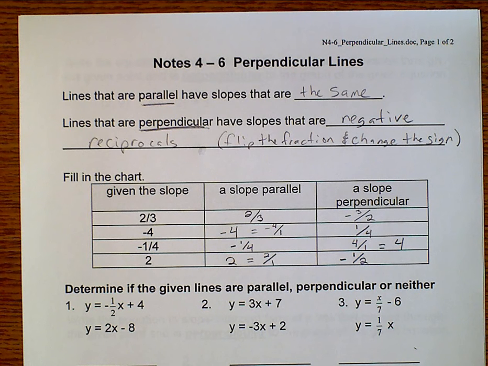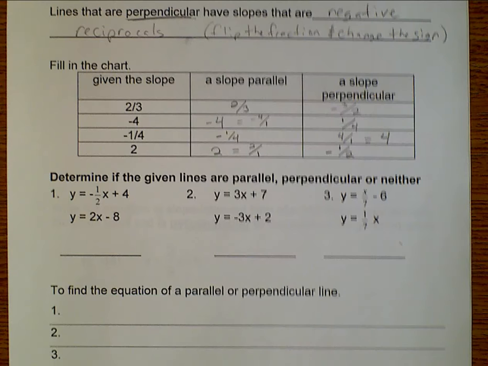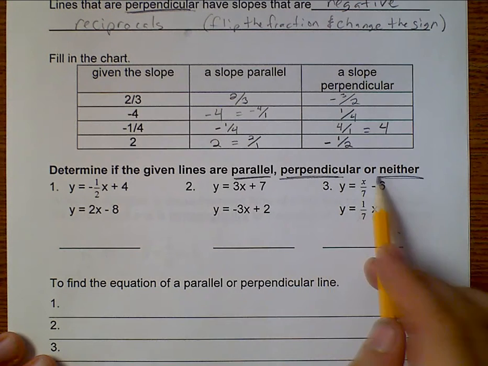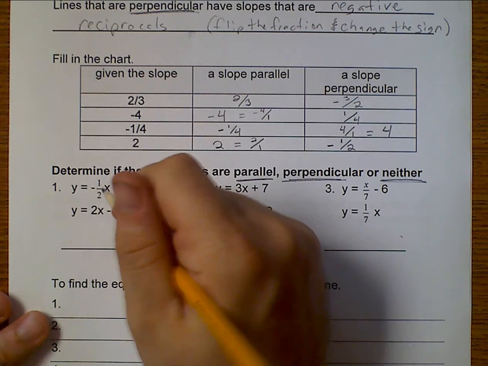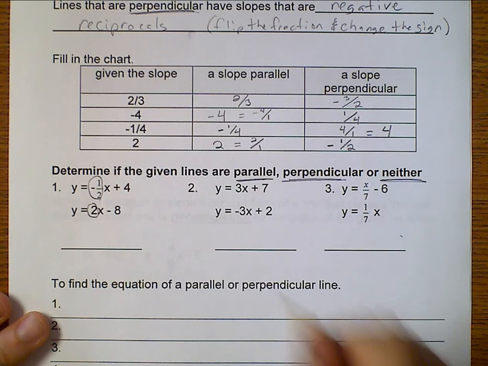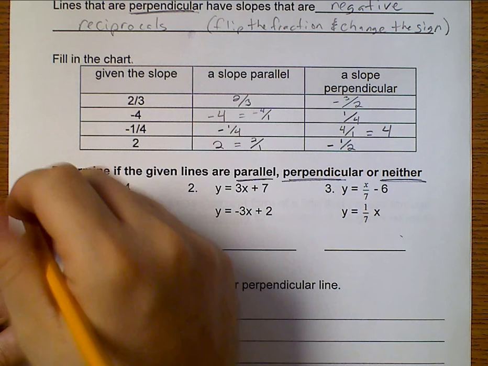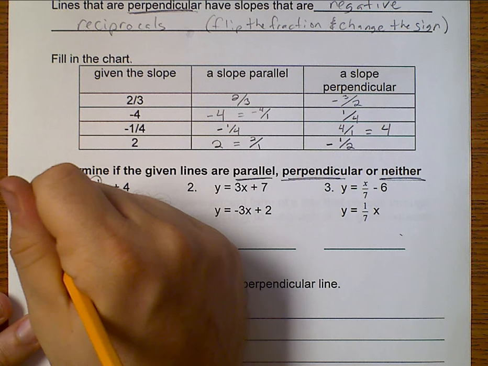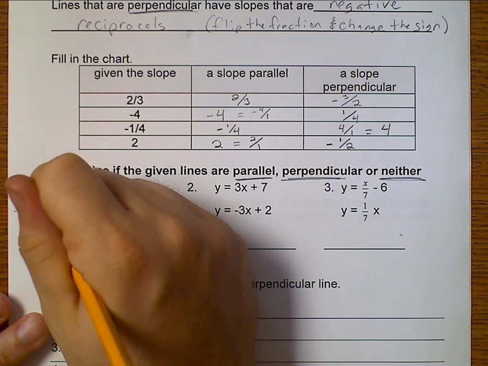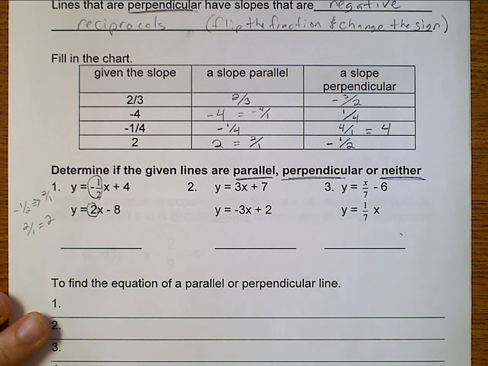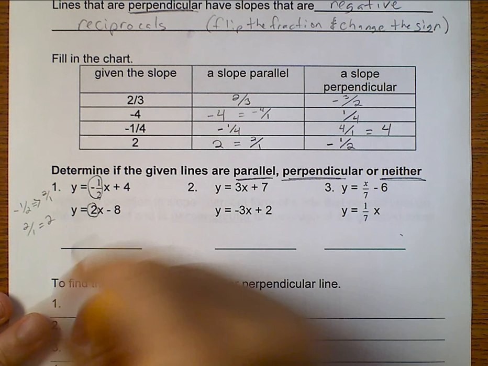Well, now let's determine whether these lines are parallel, perpendicular, or neither. Well, over here we have a -1/2 and a +2. So if I take -1/2, that's going to turn into 2/1, and 2/1 equals 2. So these are perpendicular.